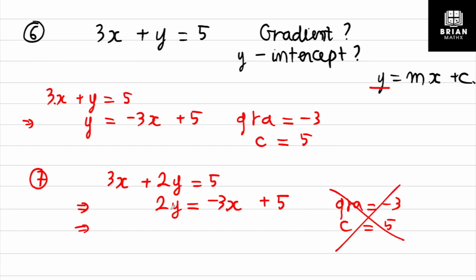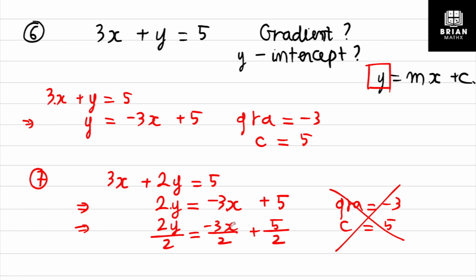Because you can see here the number 2 is multiplied by y. I need y to stand alone. So how can I do that? I will divide both sides of this equation by 2.